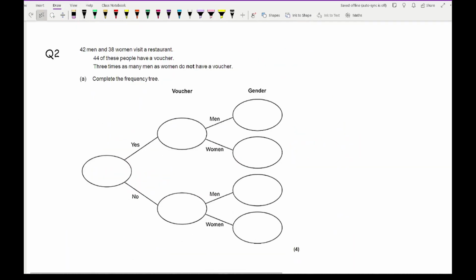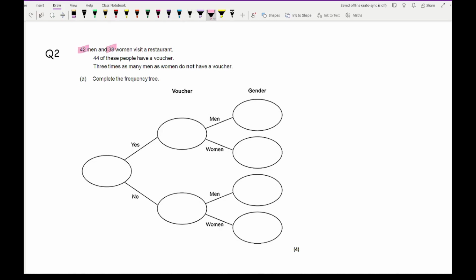Now looking at question 2, this one's very, very similar to our fifth example. So it says 42 men and 38 women visit a restaurant. 44 of these people have a voucher. 3 times as many men as women do not have a voucher. And we want to complete the tree diagram. So again, very, very similar to what we did previously.